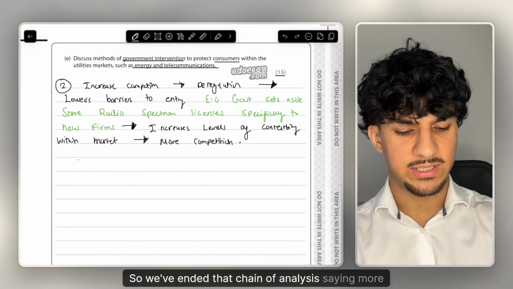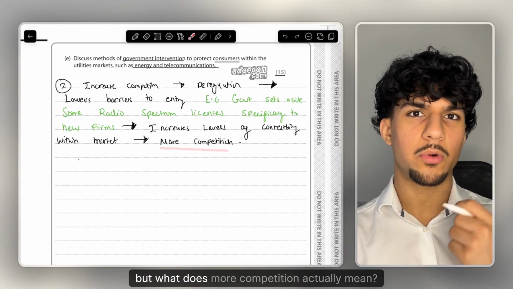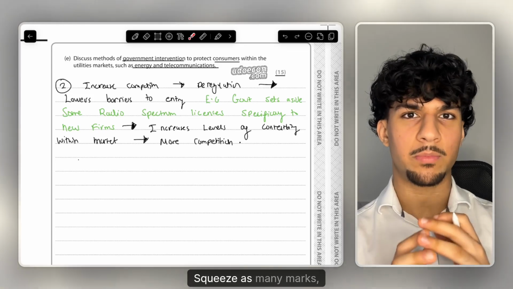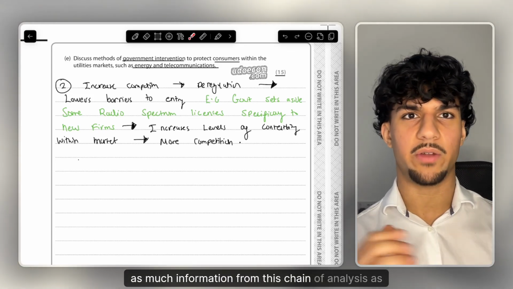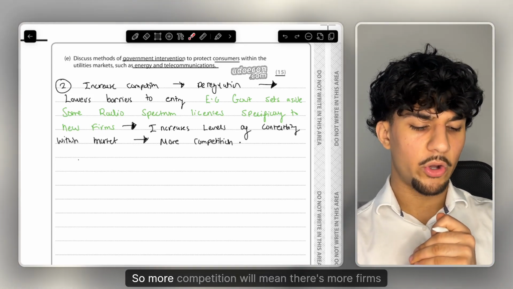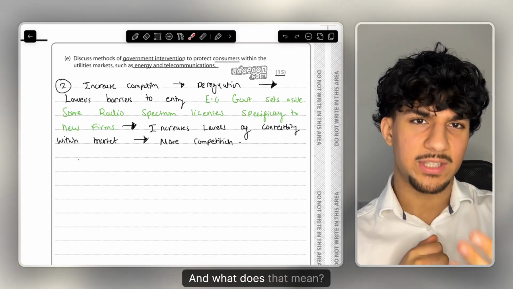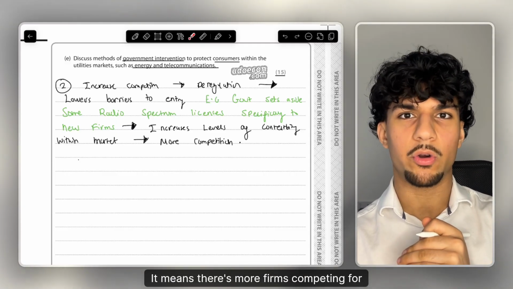So we've ended that chain of analysis saying more competition. But what does more competition actually mean? Let's try to be as step by step as possible, squeeze as many marks, as much information from this chain of analysis as possible. So more competition will mean there's more firms competing in the market. And what does that mean? It means there's more firms competing for customers.